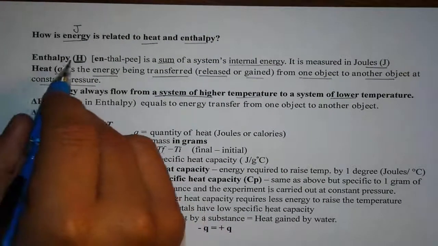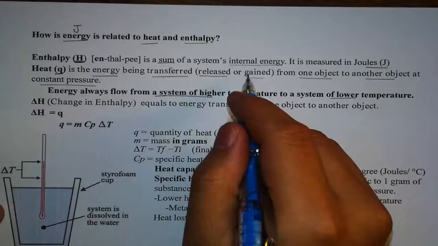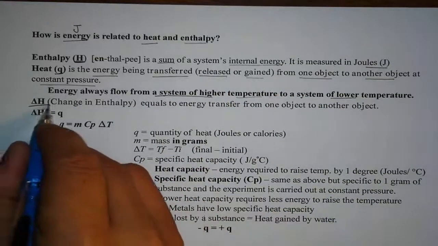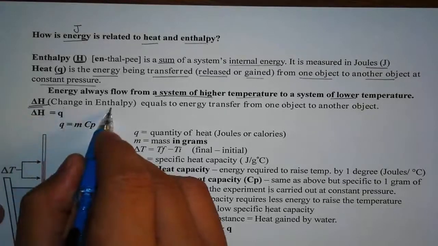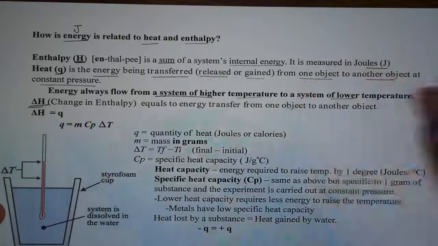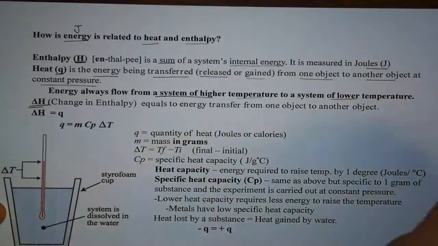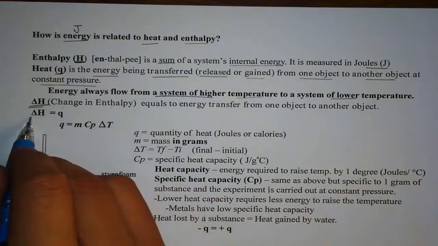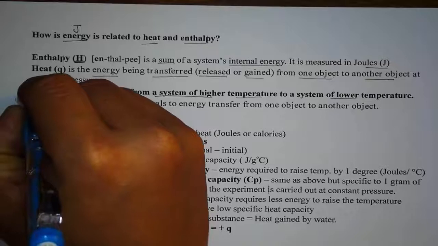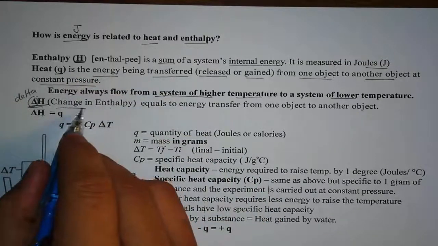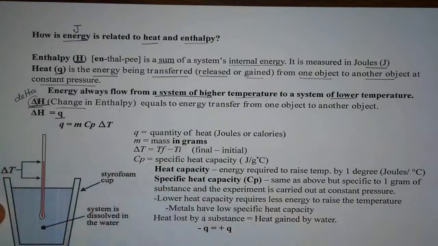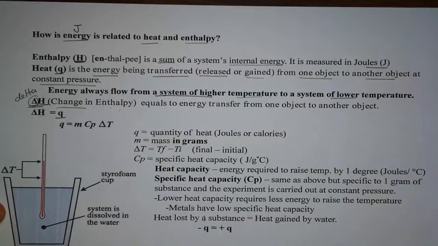Now, notice how we say enthalpy is the sum of internal energy. But what happens if the internal energy changes? We have delta H. We call it change in enthalpy, okay? So in a way, isn't this the energy being transferred, either released or gained? And that's the reason why we have delta, this is the symbol for delta right here, and delta usually represents change. So the change in enthalpy of a system is equal to heat. That is the energy being transferred from one place to another place.